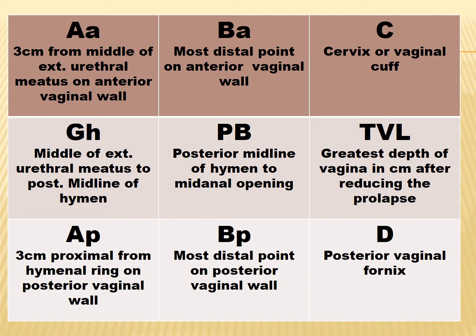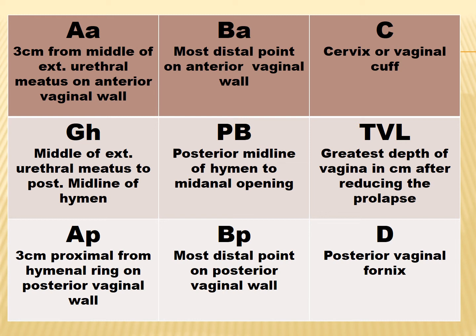So point BP. What is point BP? Point BP is the most distal point on the posterior vaginal wall. Point D. Point D is the posterior vaginal fornix. There is no confusion in this. Right. So we discussed 3 points on the anterior vaginal wall and 3 points on the posterior vaginal wall. Next, what are the other 3 measurements which are important and in which way are they important for us?